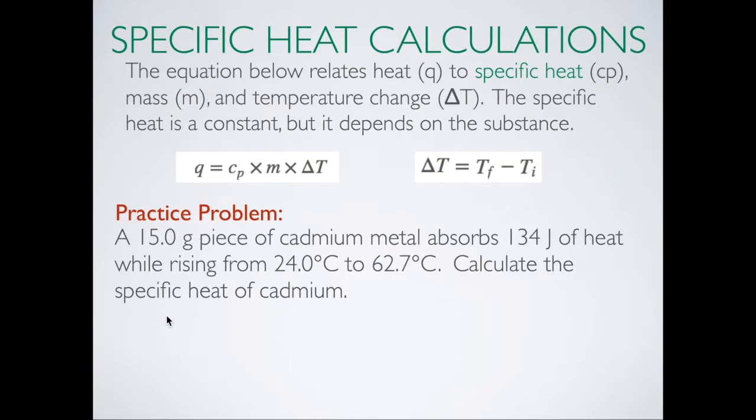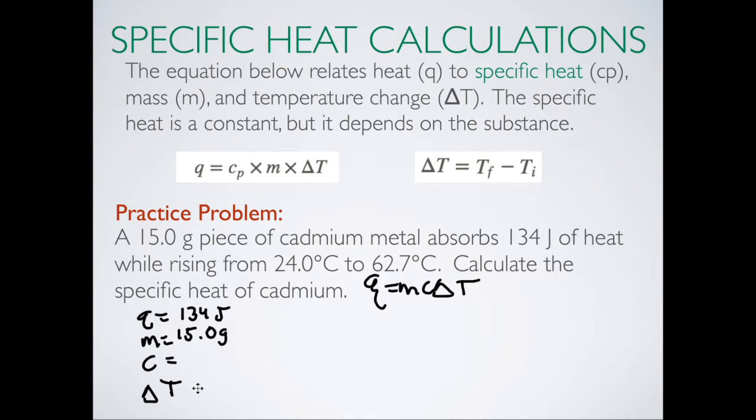Alright, so for this equation, we're going to write out Q equals mc delta T. And then we're going to pull each of our letters from the word equation just like we would for gas laws. The Q here we are given, so it says that we have 134 joules. We have a mass of 15.0 grams. Our temperature change here is 62.7 minus 24, which is 38.7 degrees Celsius. And we're trying to find C.